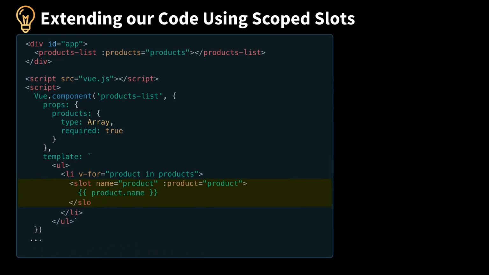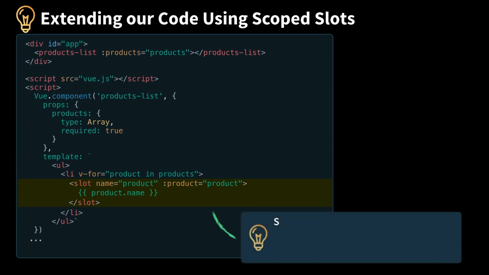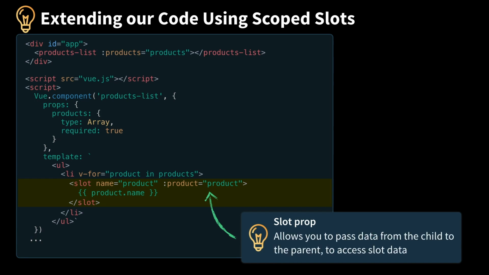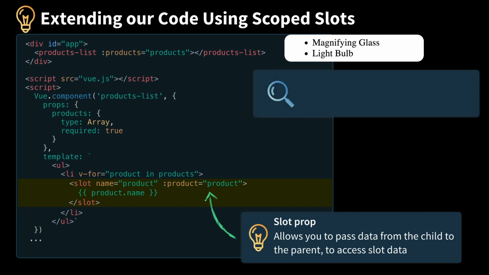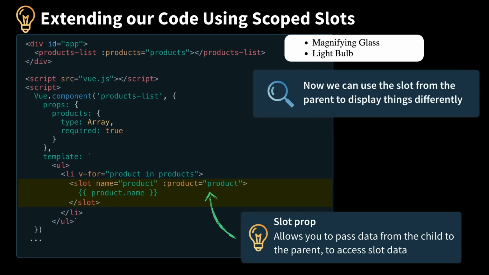Well, first we specify a slot, just like you normally would, giving it a name, but we also give it a slot prop of product equals product. This allows you to pass data from the child into the parent to access this data, which we'll do in a minute. If we ran this code as is, it would work, no problem, because by default, it prints out the product name. Now let's use our new slot from our parent to display things differently.